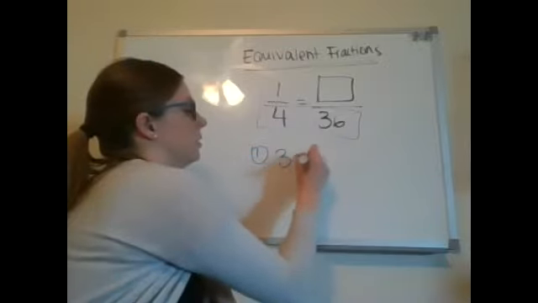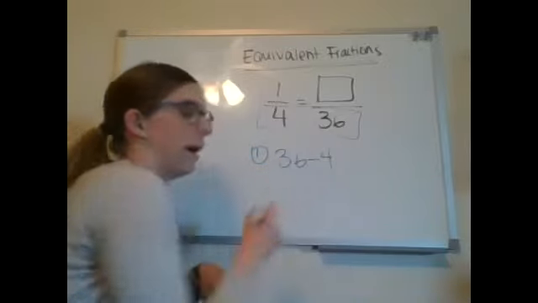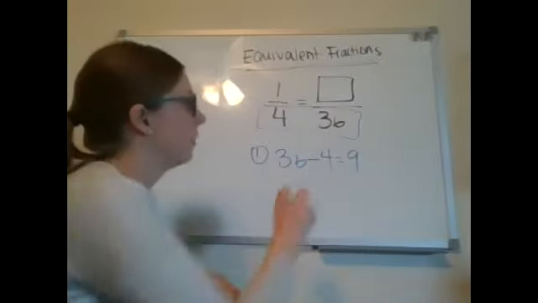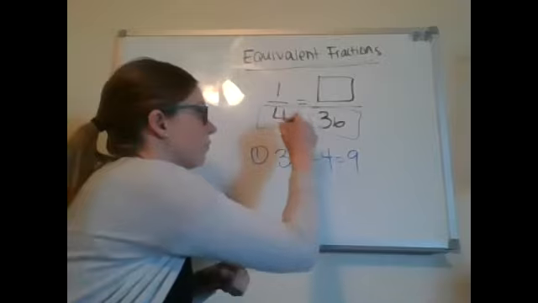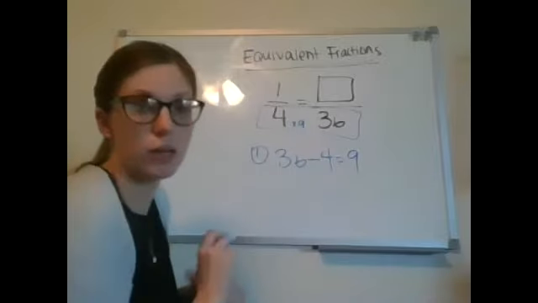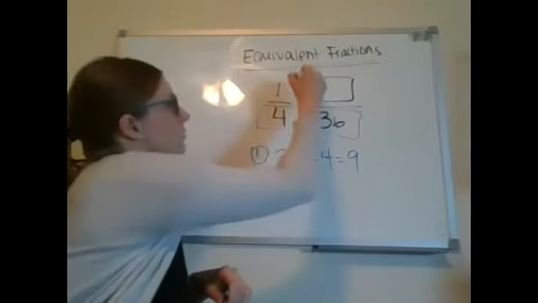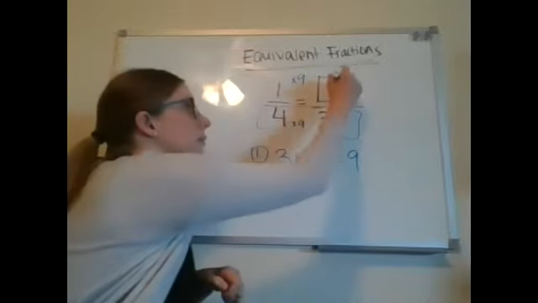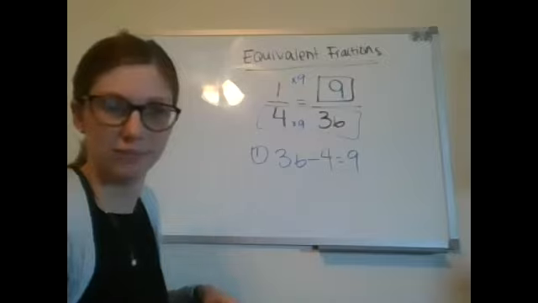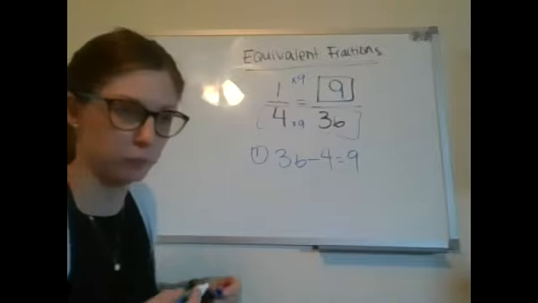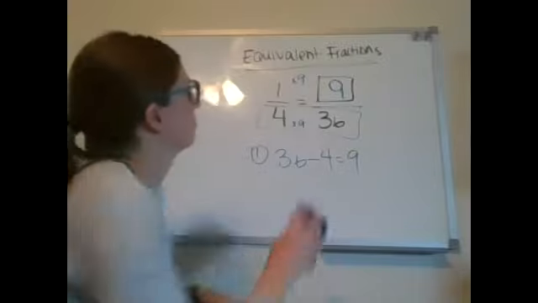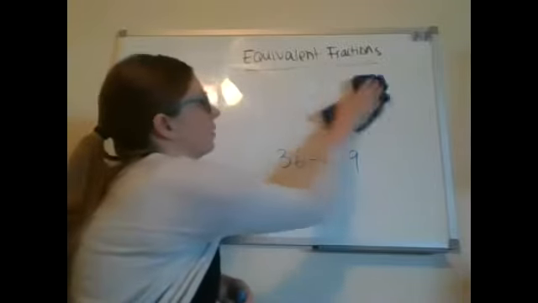If we do 36 divided by 4, we get 9. That means down here we did 4 times 9 to get 36. So to get our equal fraction, we also have to multiply the top number by 9. 1 times 9 is 9. And there's our equivalent fraction. Now this is a little different, but it's okay. We will get there.